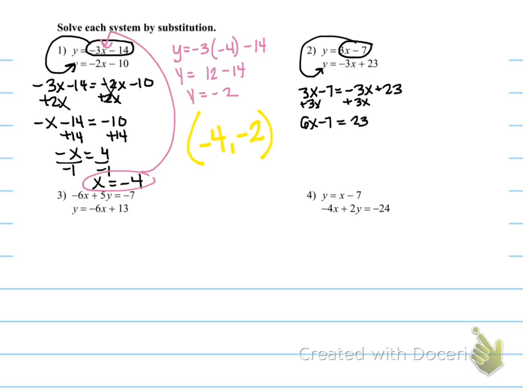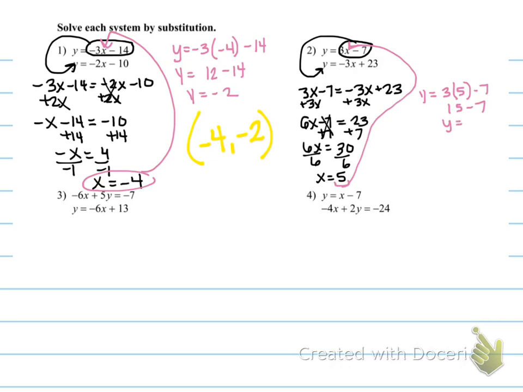Okay, but we got to get rid of that 7, so we're going to add 7. So these cancel out, leaving me with 6x equals 30. And our last step is divide by 6, which gets us x equals 5, which is great, but we still need to find y. So take that 5, let's plug it back in for x. So I'm going y equals 3 times 5 minus 7. So 3 times 5 gets me 15, and 15 minus 7 gets me y equals 8. So my answer here is 5, 8, because remember, a point goes x, y.